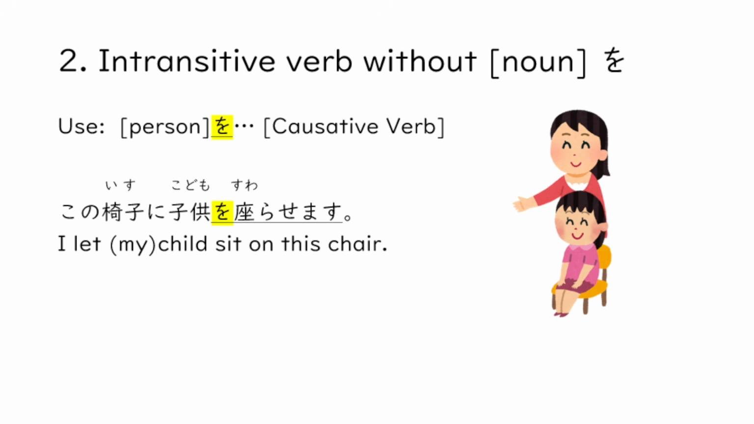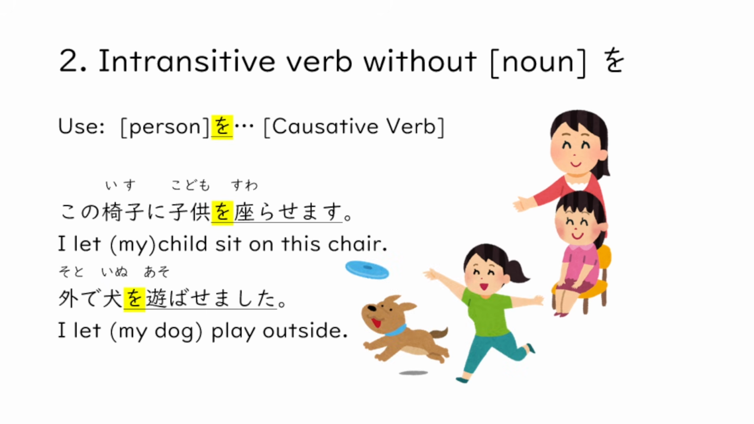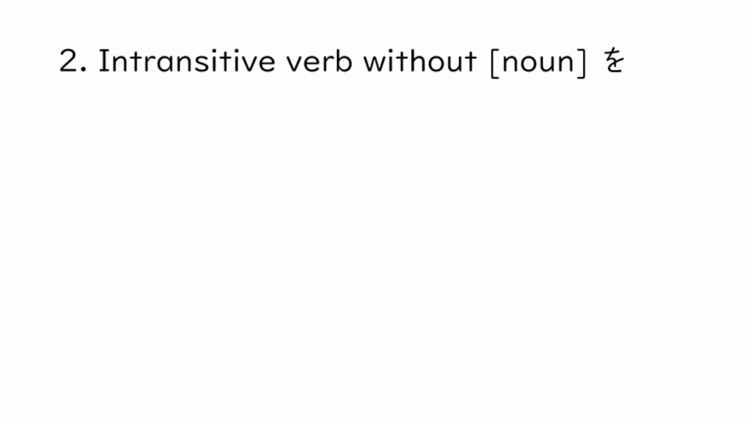Here's another example. 外で犬を遊ばせました。I let my dog play outside. The actor who performs an action doesn't have to be people or animals. You can use this with things. That said, just because you can use the causative form for things, it doesn't mean you always should. So how do you know when it works and when it doesn't? Let's take a closer look.